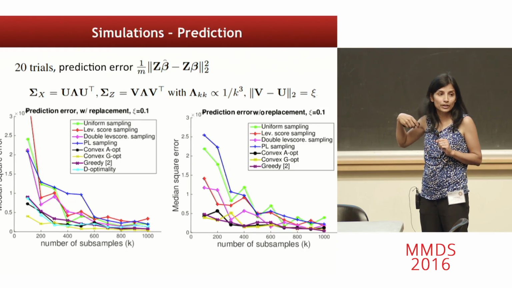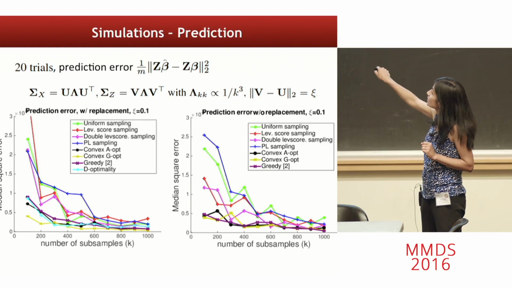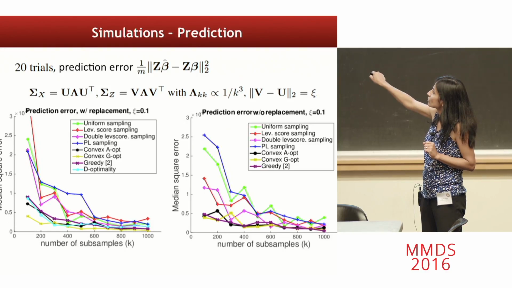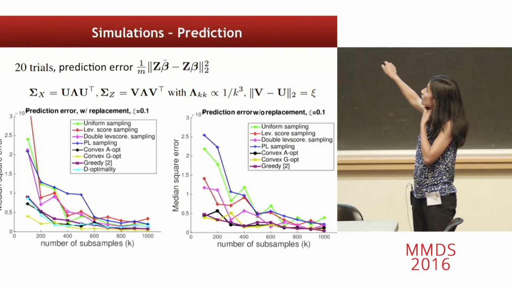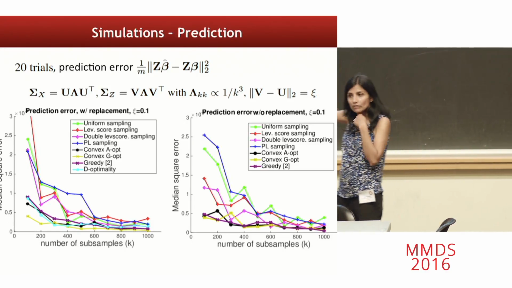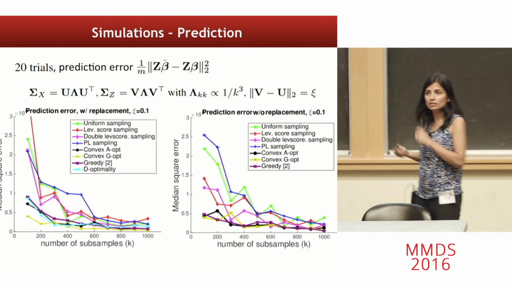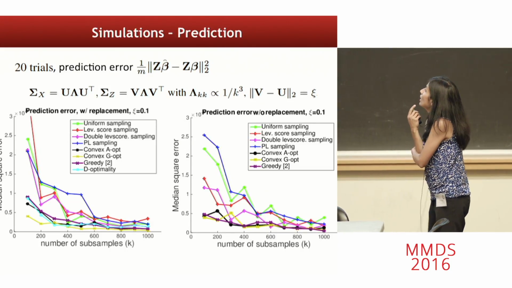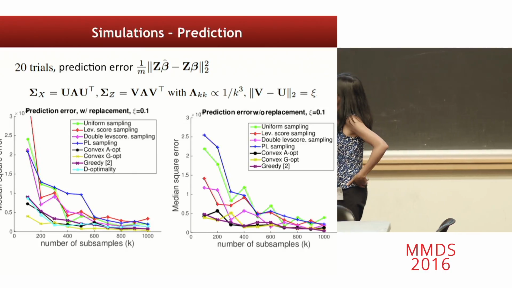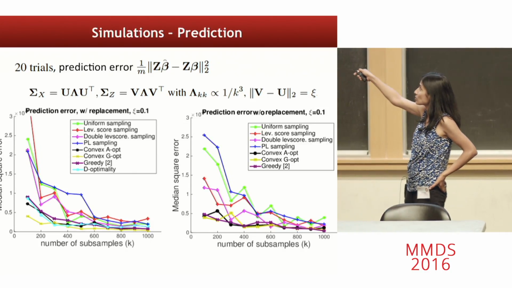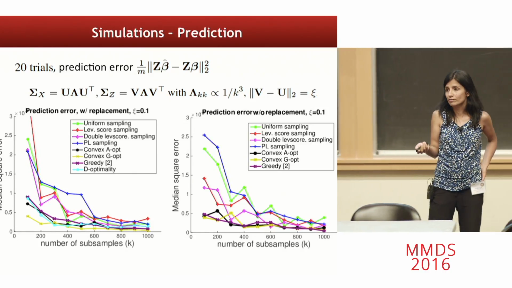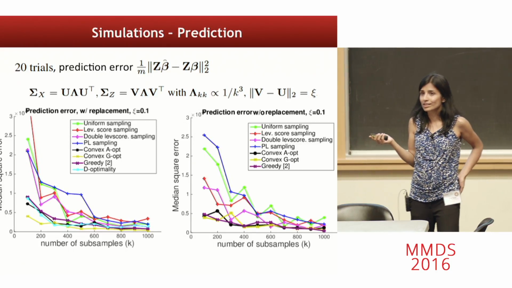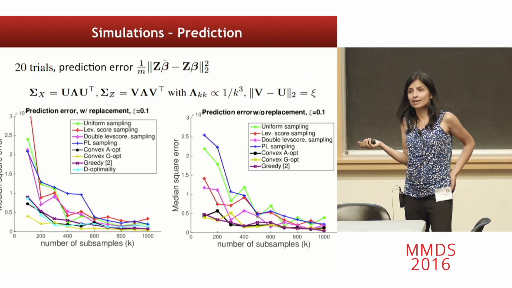And these are the results for prediction. For prediction, you again see that these four are worse. These three do about okay. And then there's the yellow curve, which is the convex relaxation for the prediction case, which again does the best. More importantly, it seems from the simulation results that the D-optimality and greedy ones are competitive, right, to the convex relaxations. But it turns out that in real data sets, that's actually not the case.